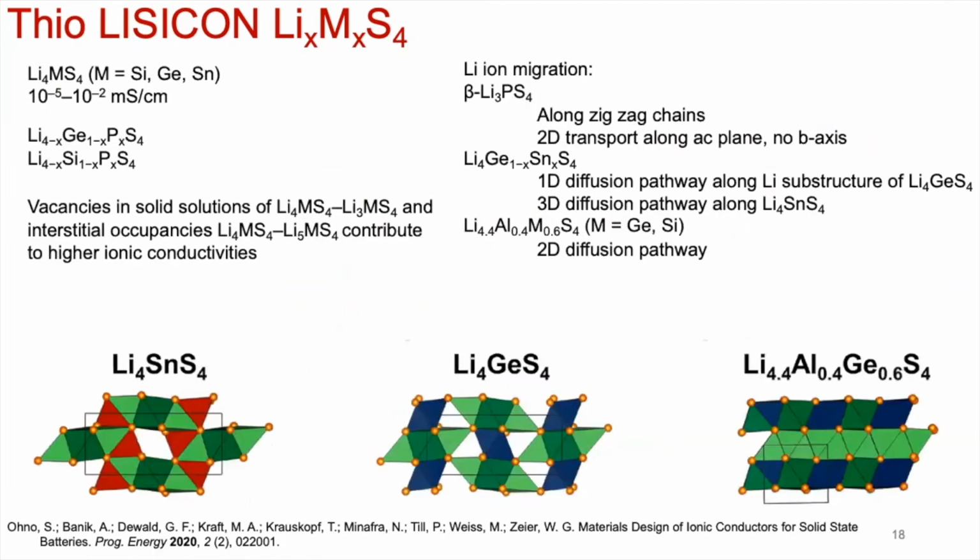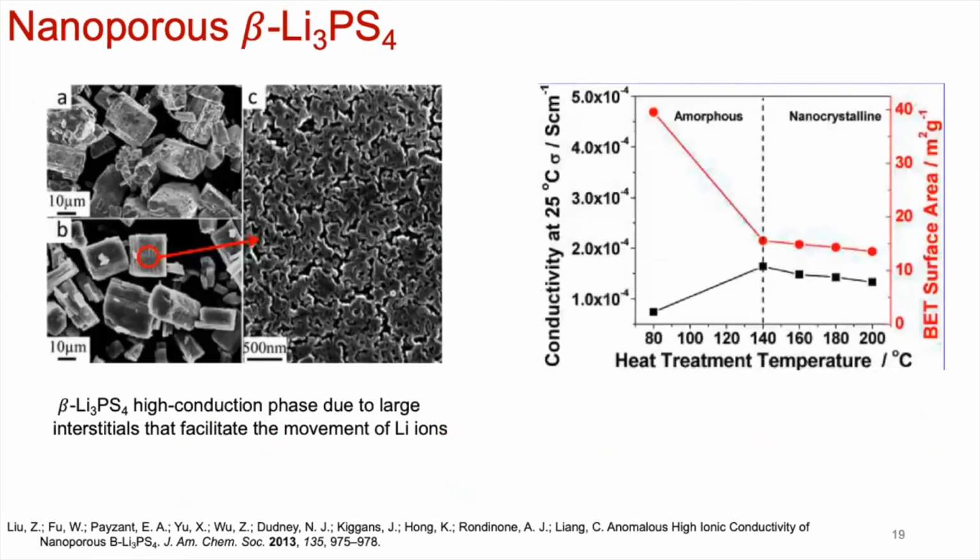The answer is you can form what's called nanoporous beta lithium thiophosphate. And this is the work out of Oak Ridge National Lab, actually quite a number of years ago now, 8 years. And what they find is if you have just this bulk compound, even in the high ion conductivity phase, here's the ion conductivity, they get it up to 10 to the minus 4 Siemens per centimeter, so that's 0.1 ish order of magnitude millisiemens per centimeter.